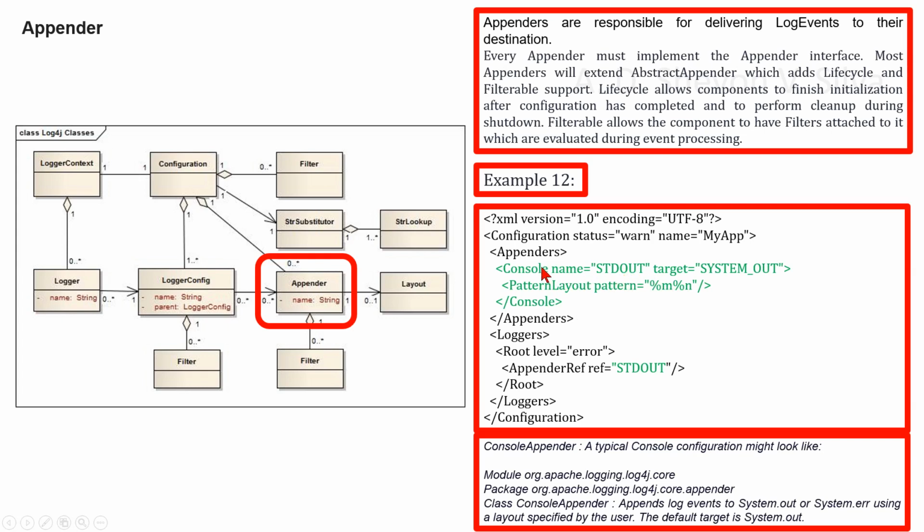As you might expect, the console appender writes its output to either System.out or System.err, with System.out being the default target. The layout must be provided to format the log event. Here the parameter name string, the name of the appender. Target string, either SYSTEM_OUT or SYSTEM_ERR. The default is SYSTEM_OUT.